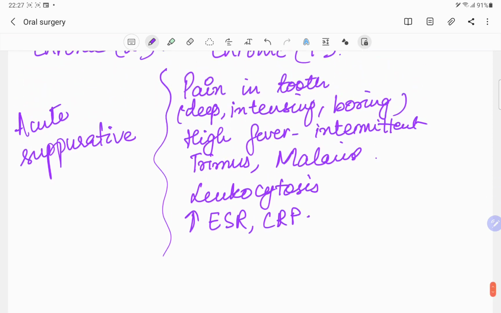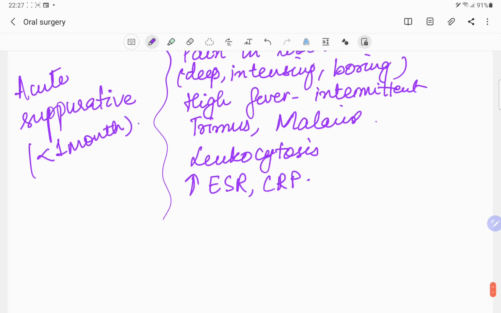This is within 1 month. So if I say that the infection is within 1 month in the medullary cavity, acute suppurative means the infection is in the medullary cavity. And since this is early infection, we cannot see much of the radiographic changes since there is not much destruction of the bone that can be appreciated in the radiograph.